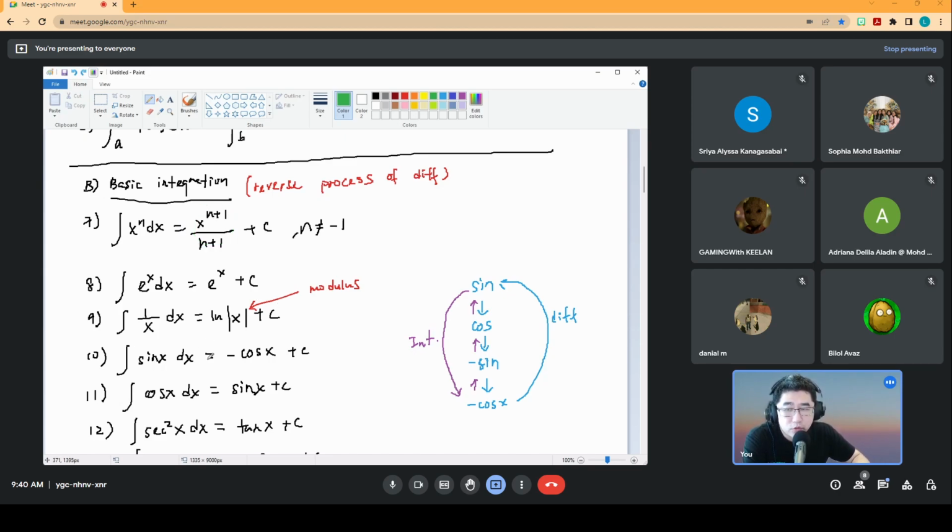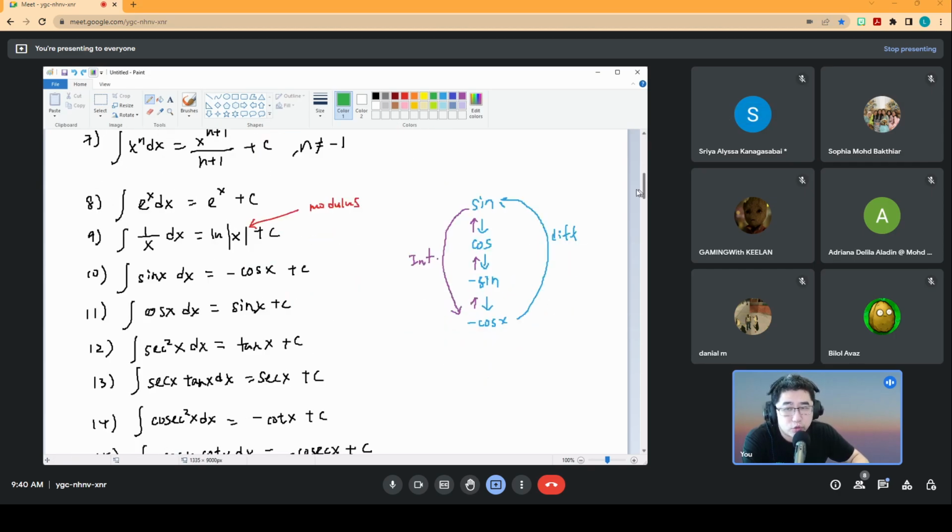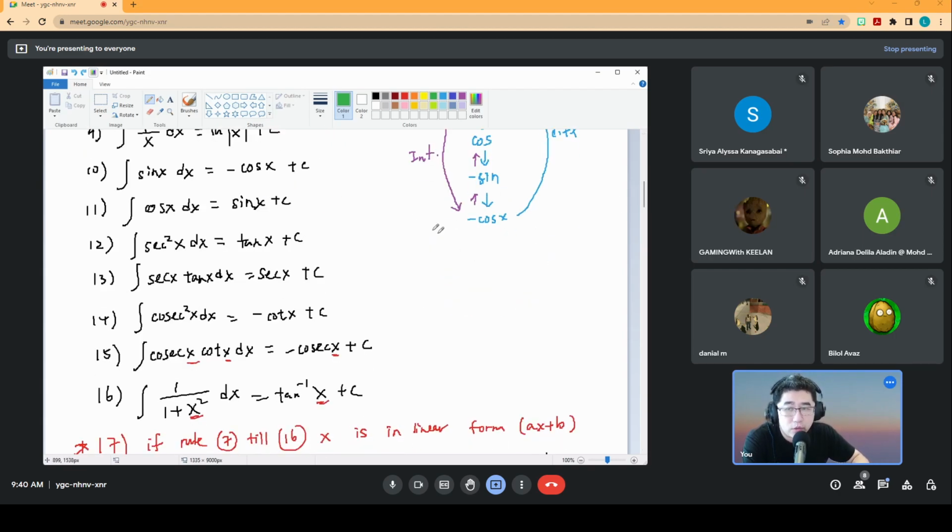Then 10, we have trigo. Sine goes to negative cos. Then 11, cos goes to sine. I already explained to you the process over here. Then numbers 12, 13, 14, 15 are exactly the reverse process of your differentiation. For 12, the derivative of tangent gives you secant squared. 13, the derivative of secant gives you secant tangent. 14, the derivative of cotangent gives you negative cosecant squared. 15, the derivative of cosecant gives you negative cosecant cotangent. Okay, 16, the derivative of arctangent gives you 1 over 1 plus x squared.